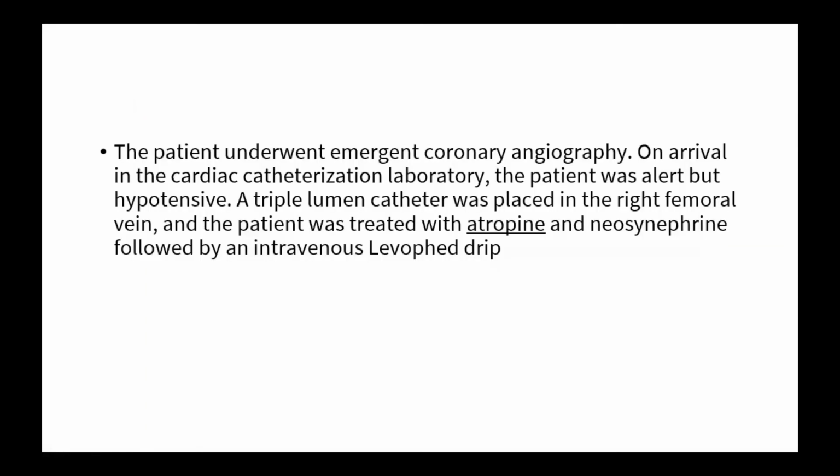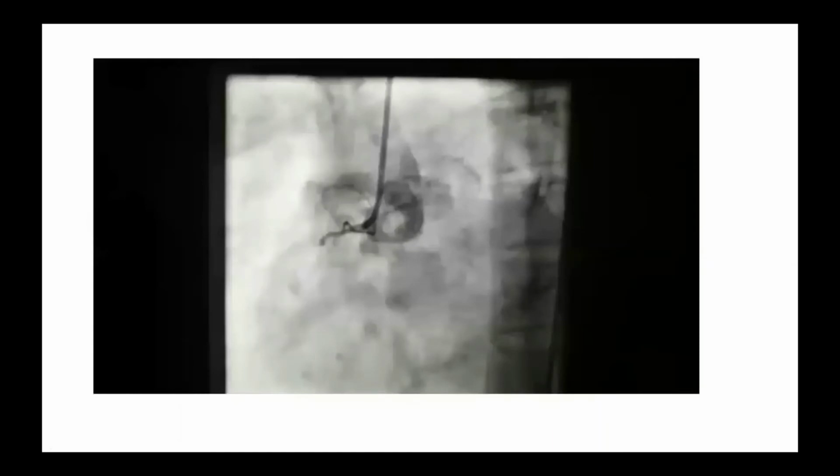The patient underwent emergency coronary angiography. On arrival in the cardiac cath lab, the patient was alert but hypotensive. They put in a triple lumen catheter in the right femoral vein, and the patient was treated with atropine and epinephrine. And this is his right side cath.